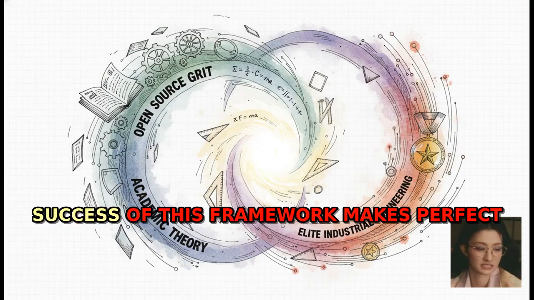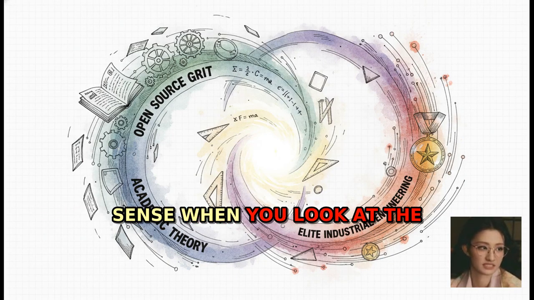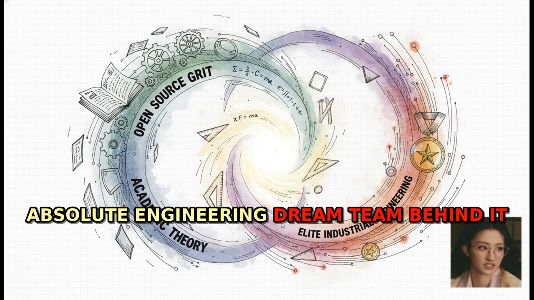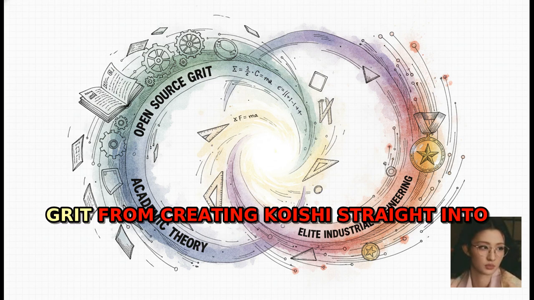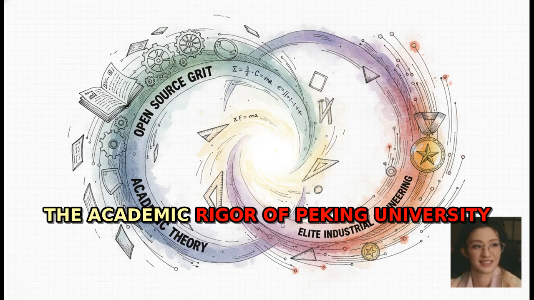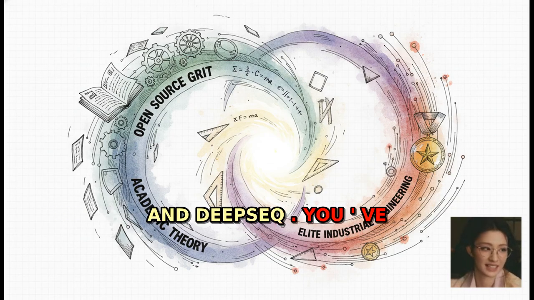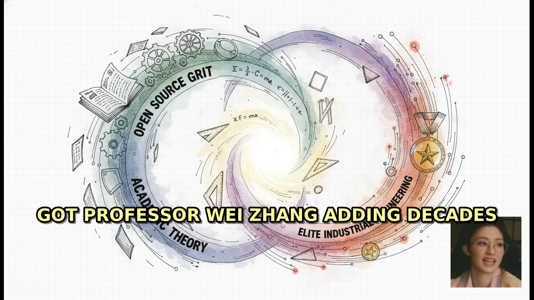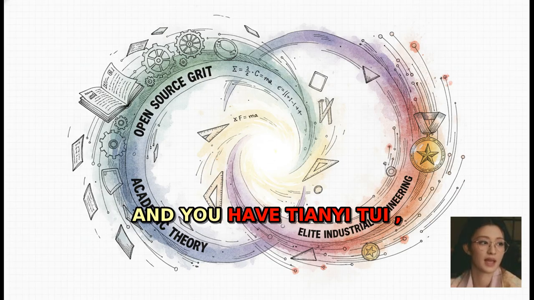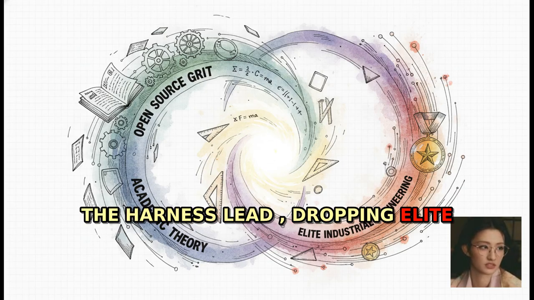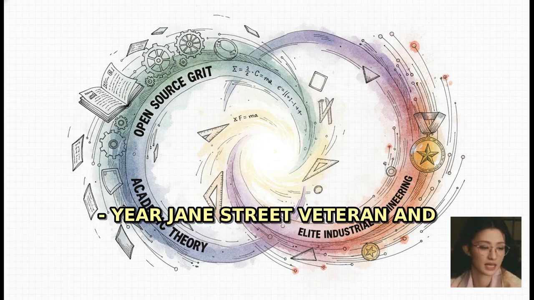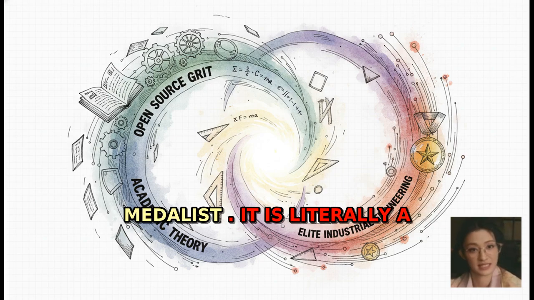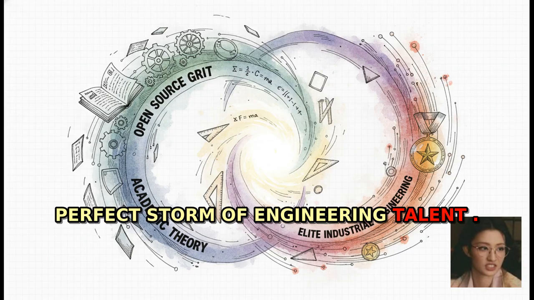And honestly, the success of this framework makes perfect sense when you look at the absolute engineering dream team behind it. You've got Yifan Shi bringing that raw open source grit from creating Koishi straight into the academic rigor of Peking University and DeepSeek. You've got Professor Wei Zhang adding decades of heavy software engineering theory. And you have Tianyi Tui, the harness lead, dropping elite industrial engineering power as a 9-year Jane Street veteran and a 6-time ACM gold medalist. It is literally a perfect storm of engineering talent.